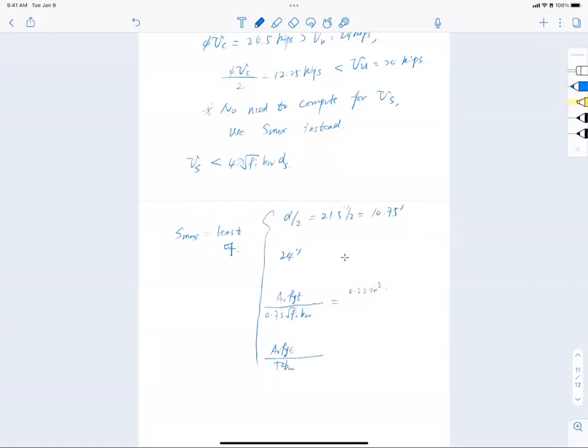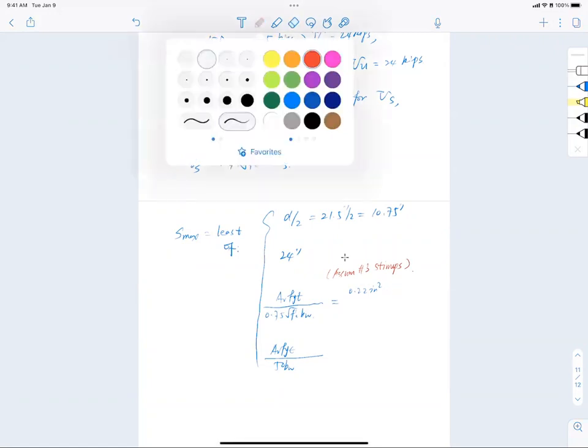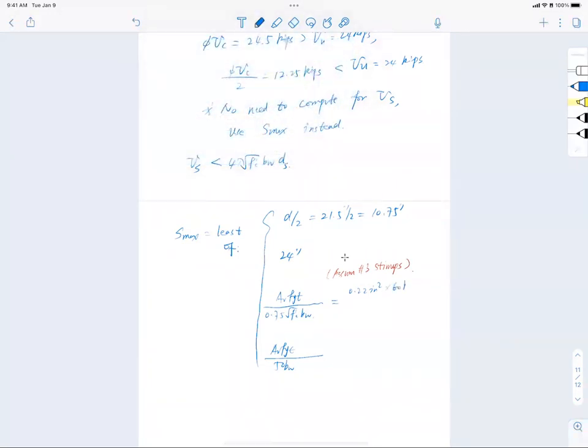And why 0.22? You notice that I already assumed number 3 stirrups. When you are not given the stirrup size, always go with number 3 first. So now 0.22 inch squared multiplied by 60 ksi of yield strength, divided by 0.75 multiplied by the square root of 4,000 psi of concrete, and bw is 12 inches. So you get this number to be 23.2 inches.